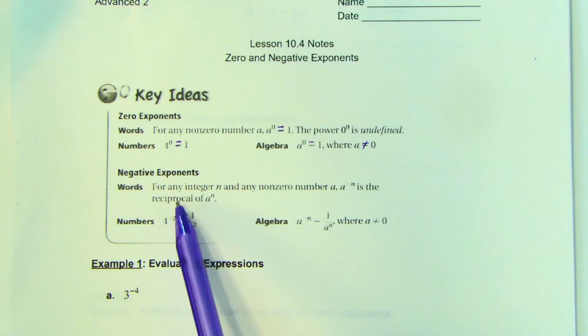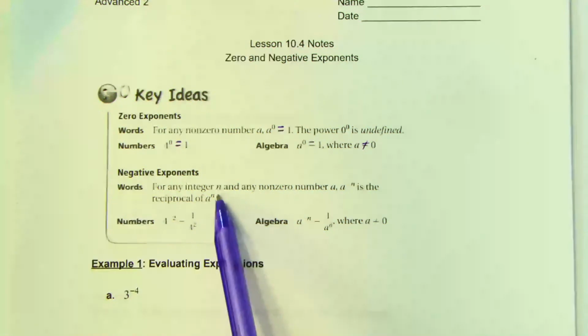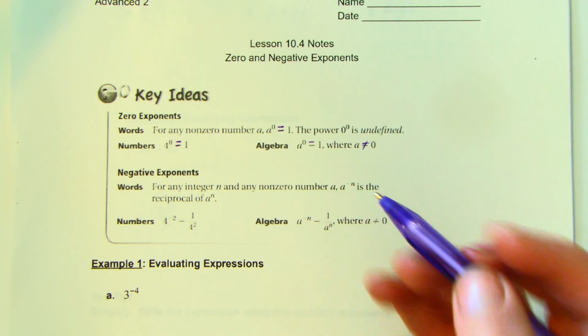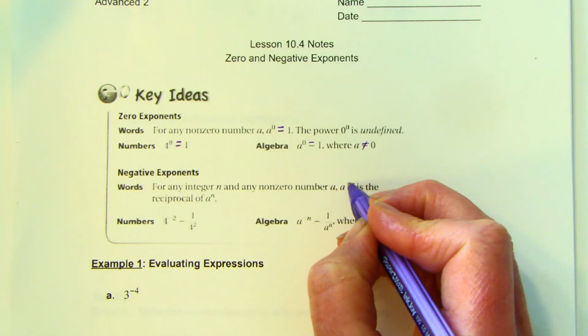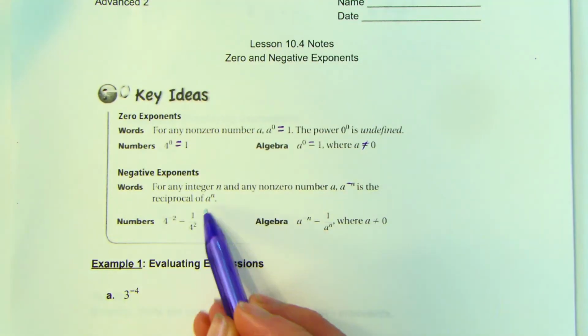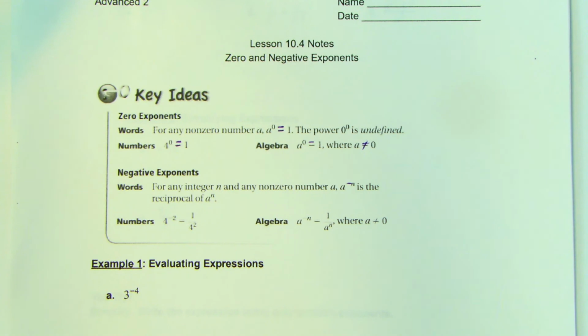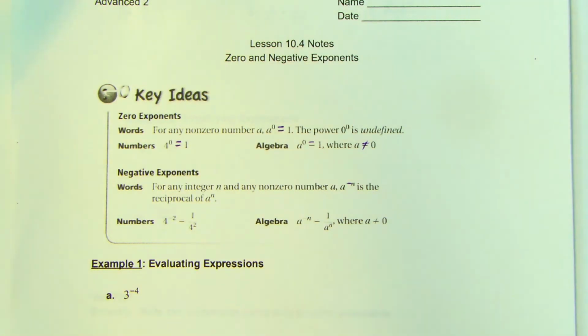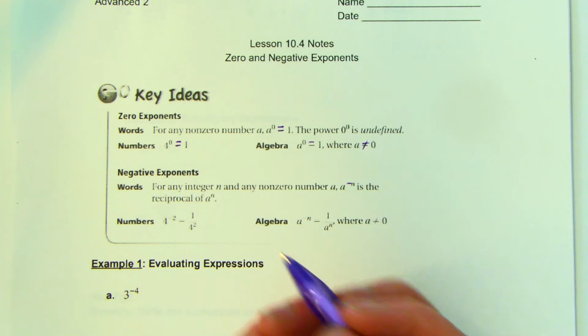For negative exponents, for any integer n and any non-zero number a, a to the negative n is the reciprocal of a to the n. And that sounds like a lot of numbers and is confusing, but once we do a few examples, this is actually pretty easy to handle, and it gets to be kind of fun. It's like working a little puzzle to simplify everything down into just its simplest form.